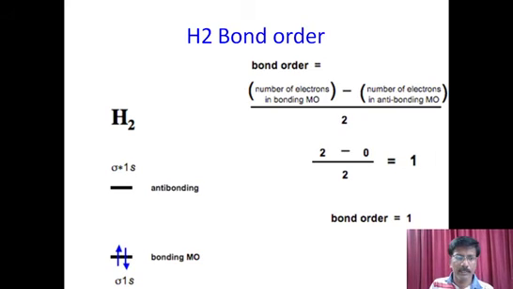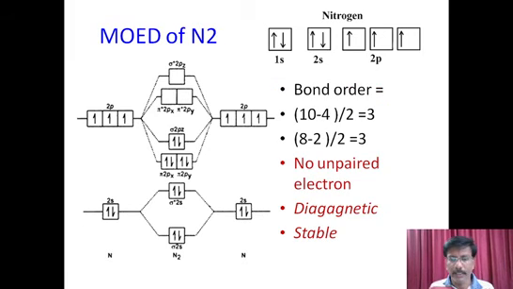Already I have explained this, and this is how we take bond order as the number of electrons in bonding molecular orbitals minus the number of electrons in anti-bonding molecular orbitals. Those who can note this down can write it. So 2 minus 0 by 2 gives 1, which is nothing but the bond order.